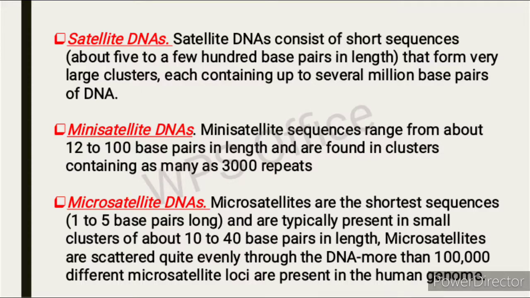Highly repeated sequences fall into several overlapping categories, including satellite DNAs, minisatellite DNAs, and microsatellite DNAs. Satellite DNA consists of short sequences, about 5 to a few hundred base pairs in length, that form very large clusters, each containing up to several million base pairs of DNA. In many species, the base composition of these DNA segments is sufficiently different from the bulk of DNA that fragments containing the sequence can be separated into a distinct satellite that bands during density gradient centrifugation.